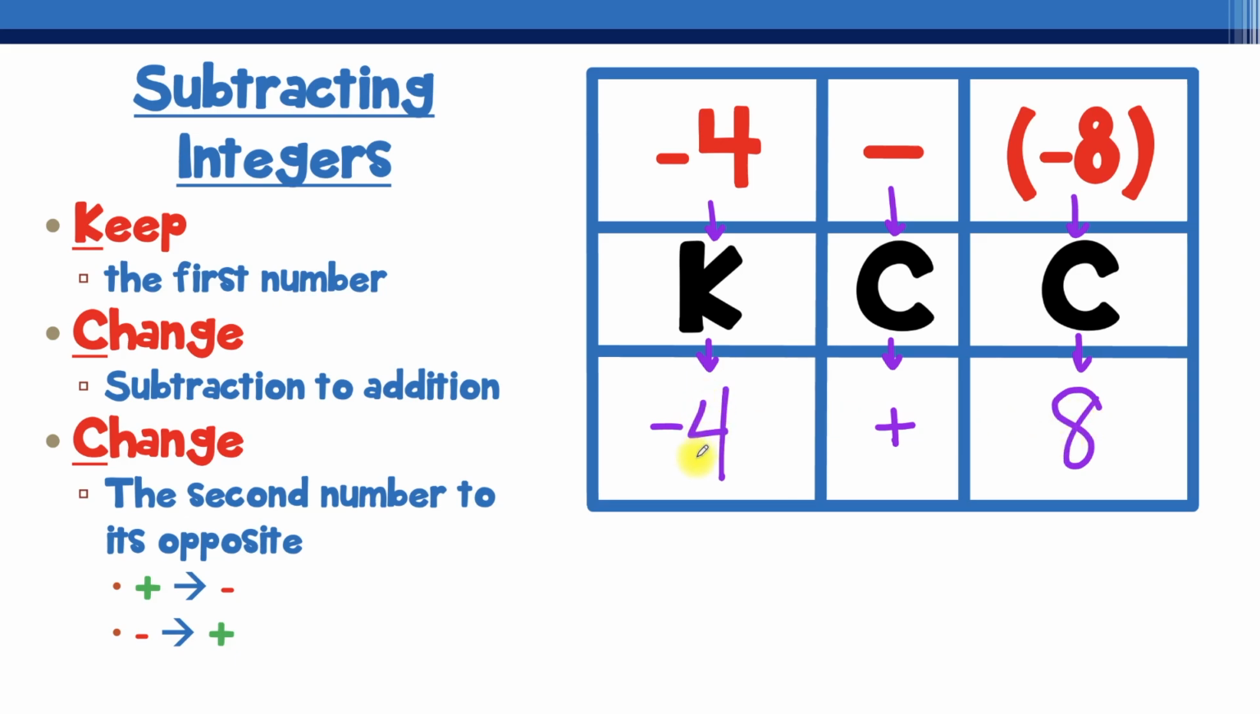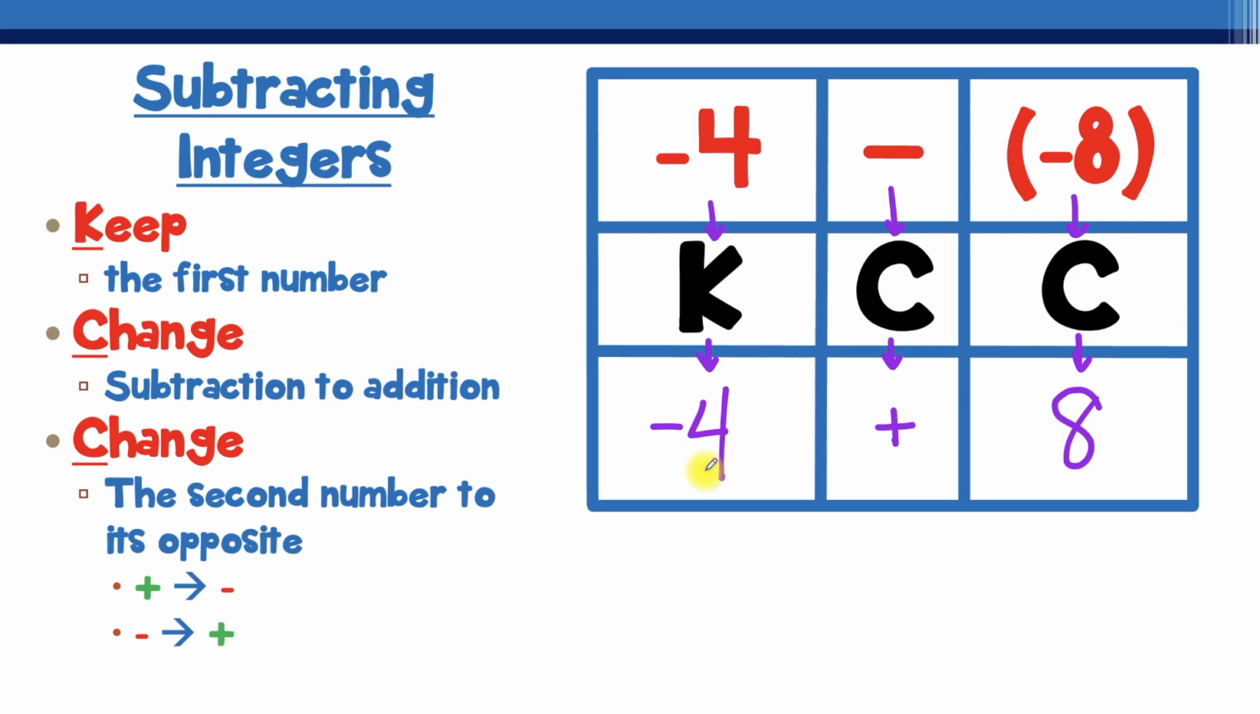And now we have negative 4 plus 8. And this question is probably the trickiest. The reason why is because even though there's an addition sign here, the signs of the numbers we have are really what will say what we need to do, whether it's add or subtract the numbers.